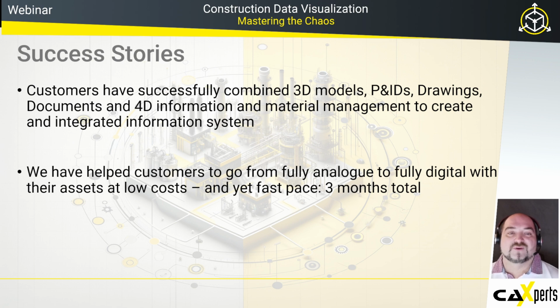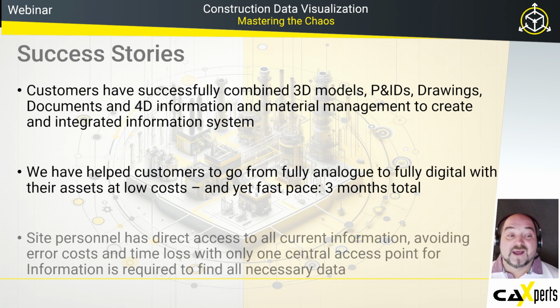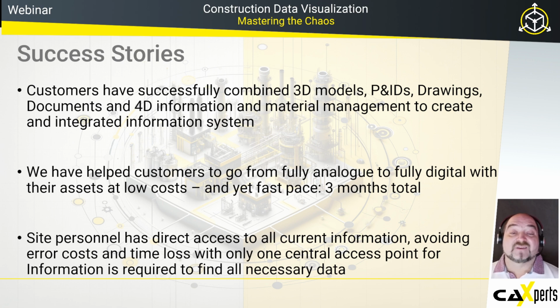And from that point, after those 3 months, as they went down the road, new use cases, new requirements evolved, and the digital twin is growing organically. And eventually, site personnel has direct access to all current information that they require, avoiding error costs and time loss with only one central access point for information, and nothing else is required to find all necessary data here.